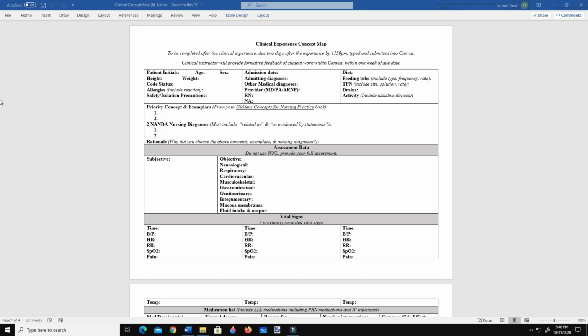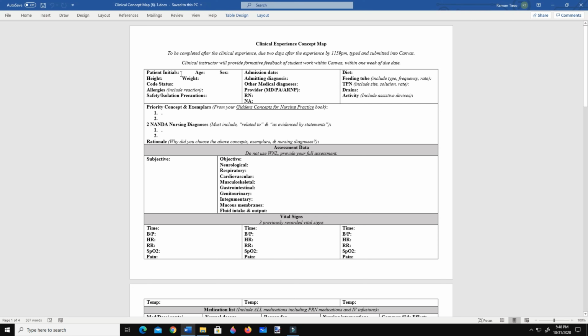I'm going to go over the clinical experience concept map. It's pretty simple and pretty straightforward, but I want to make sure that you all know exactly what's being looked for, what's being expected as you fill this out. Now, up here, this stuff is kind of common sense, right?